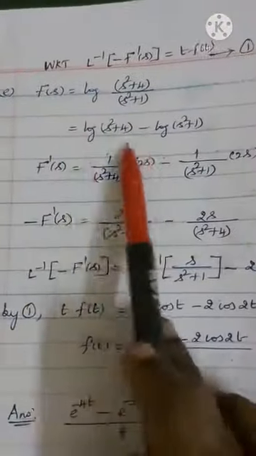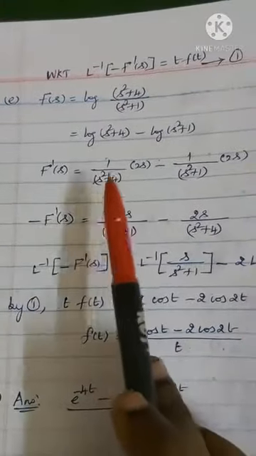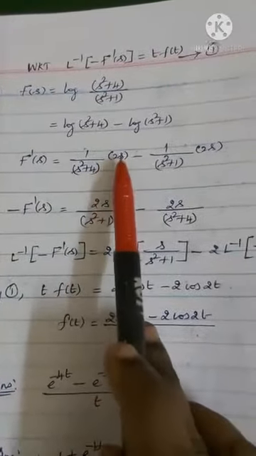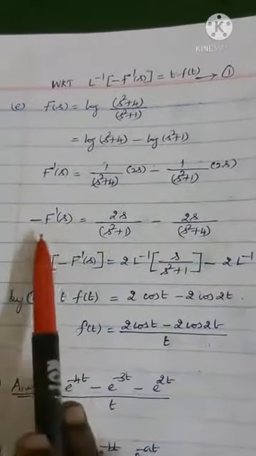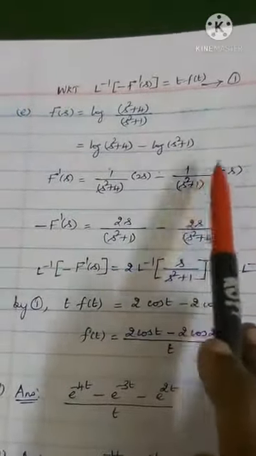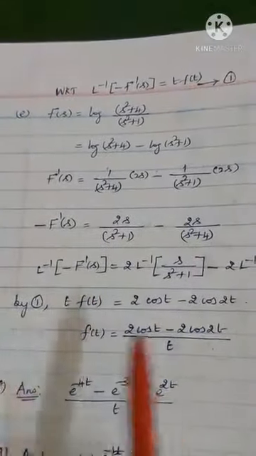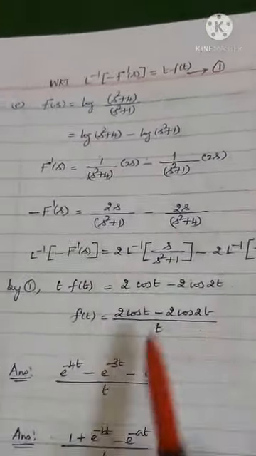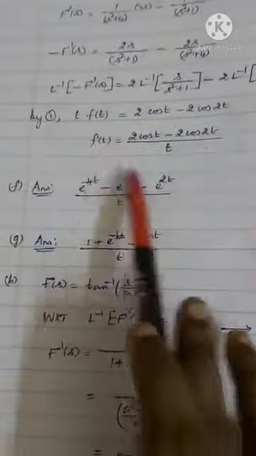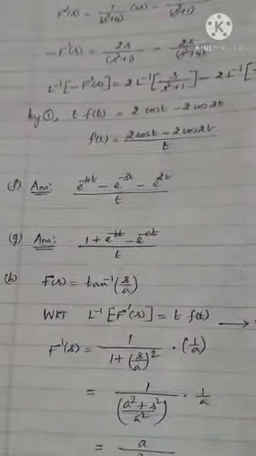But here it is different, right? Differentiation of log of s square plus 4 is 1 by s square plus 4. Differentiate s square plus 4, it is 2s. Similarly, take negative sign. So that this will come first, this will come next. Take L inverse both sides. We have direct formula. Hence find f of t. Okay? Other two problems are similar.